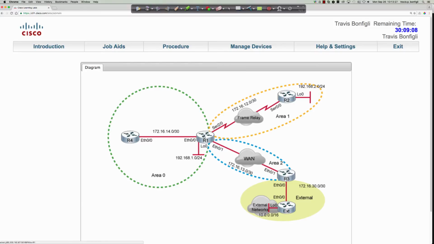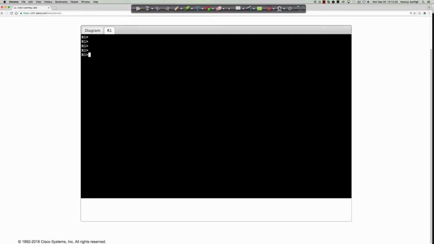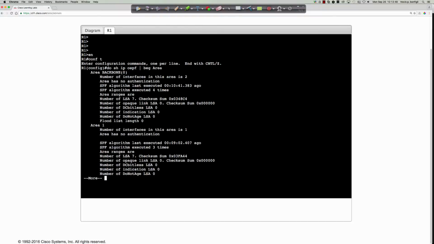So let's jump on to Router 1, our ABR here, and we'll go from user exec into privilege exec. And I'll just move into global config, assuming we're going to be making some changes here. So let's do show ip ospf, and begin at area. And you can see this is an ABR, an area border router, so it's going to see area 1, area 2, as well as area 0.